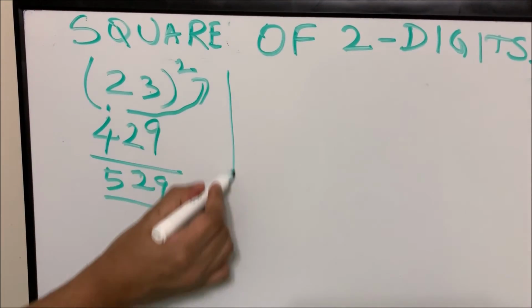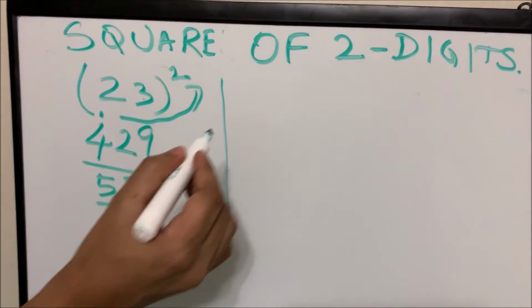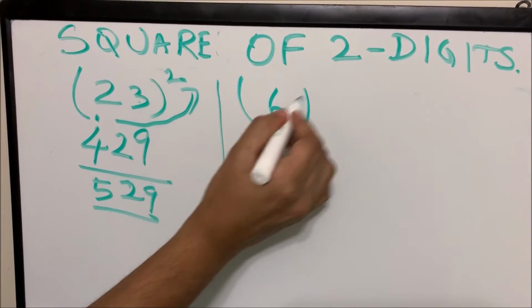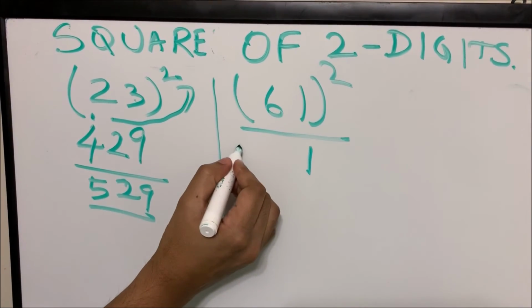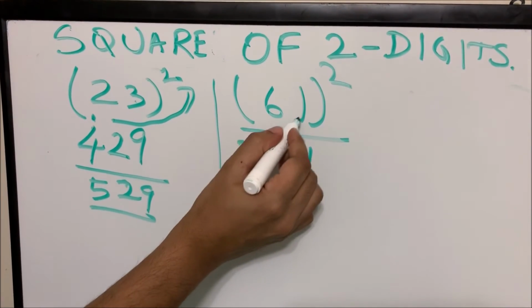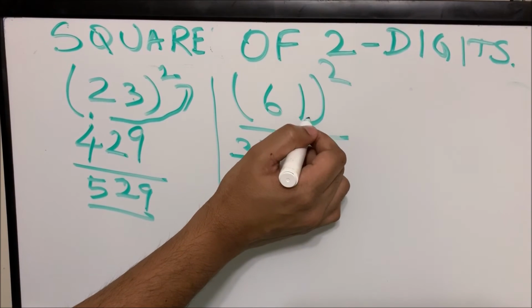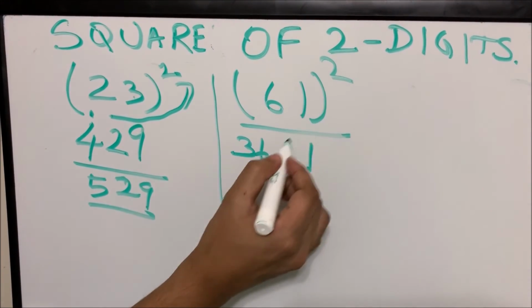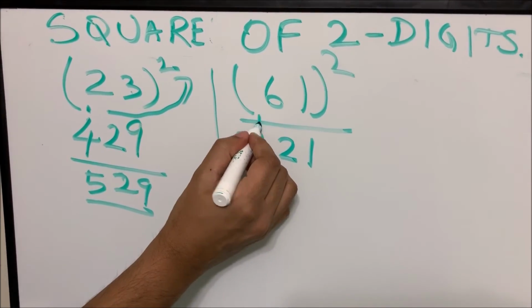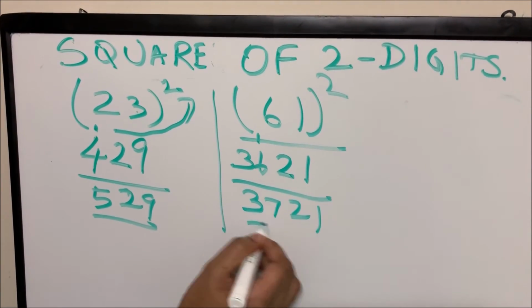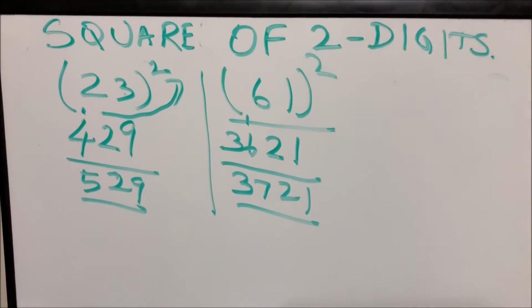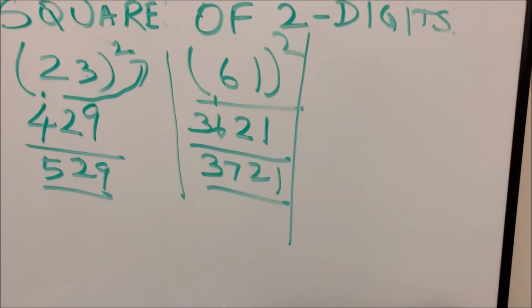And next, one more example, say 61. Same way, 1 square is 1, 6 square is 36. Now 6 into 1 is 6, 6 into 2 is 12. So writing the 2 here and carrying over the 1 here, 36 plus 1 is 37, 3721. 61 square is 3721. And let us see one more example, 77.